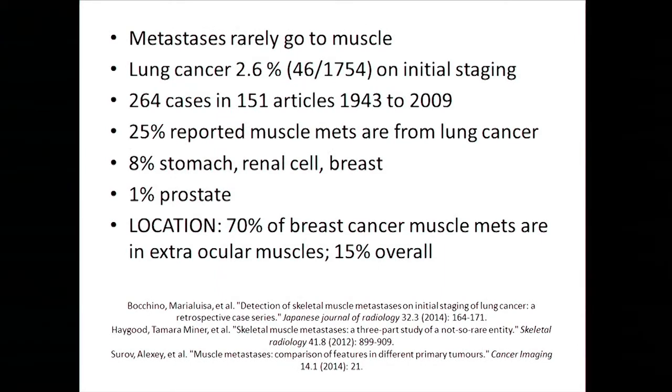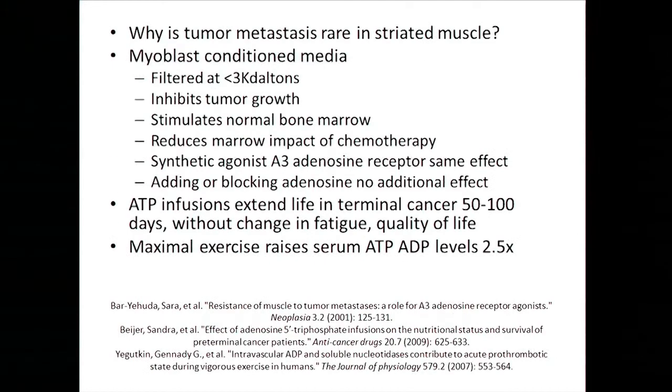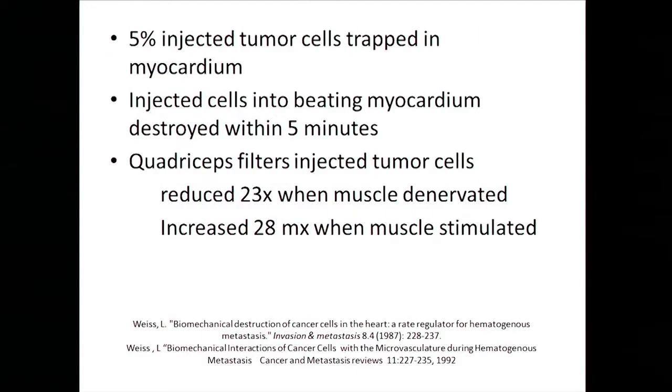again, we talked a little bit about metastases going to muscle. The extraocular muscles are the only ones that don't have to work very hard. It's not very hard to move an eyeball. Those muscles never pull very hard. Now, what we do know is that tumor metastasis is very rare in striated muscle. Muscle makes a very low molecular weight that actually kills muscle, but more importantly, what happens when you inject tumor cells into the myocardium, they die. Muscle actively kills metastatic cells.